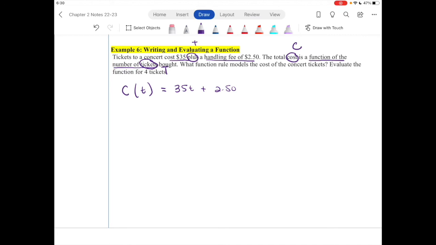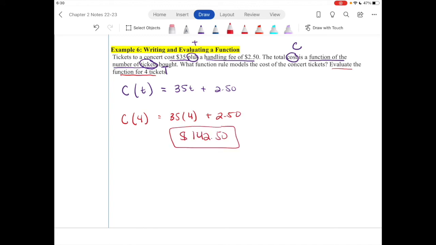Now that we have our function rule, we can go ahead and evaluate the function for 4 tickets. So we'd have C of 4, or the cost of 4 tickets, is equal to 35 times 4 plus $2.50. And this comes out to be $142.50 to buy 4 tickets.